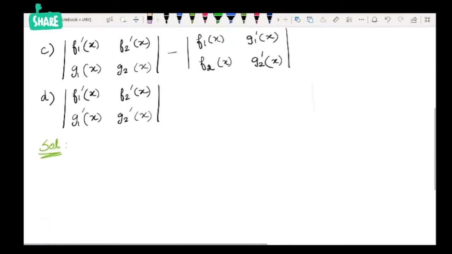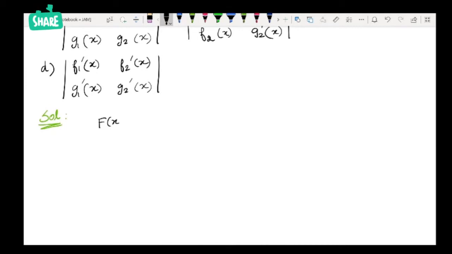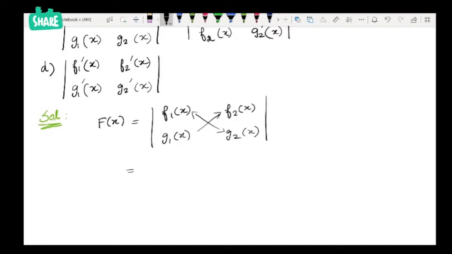So let's get started by finding F of x, which is the determinant of f1 of x, f2 of x, g1 of x, g2 of x. I hope we all know how to find determinants of a 2 by 2 matrix, of course. So f1 of x multiplied by g2 of x, and you need to subtract f2 of x multiplied by g1 of x. So this is our capital F of x.